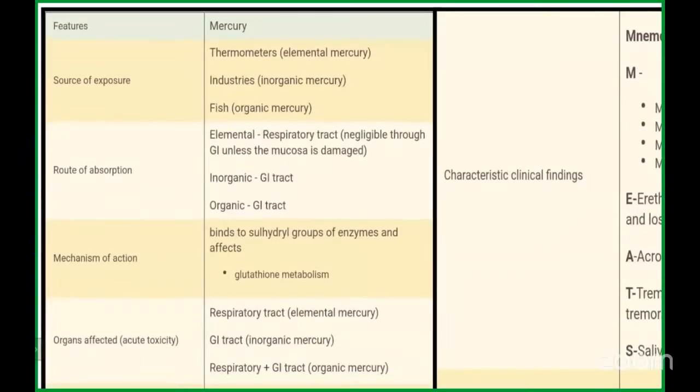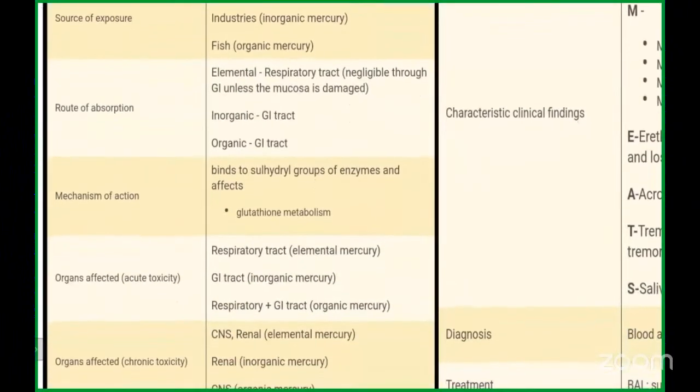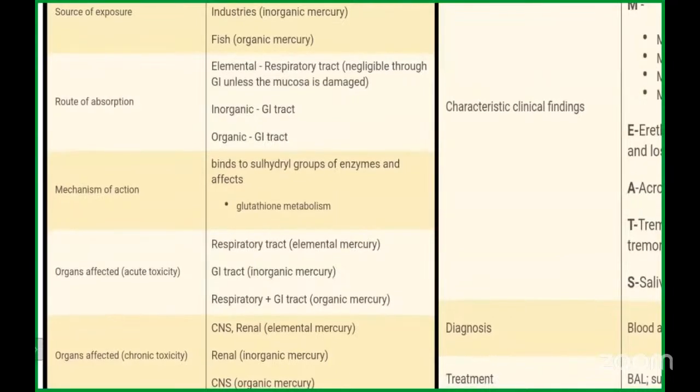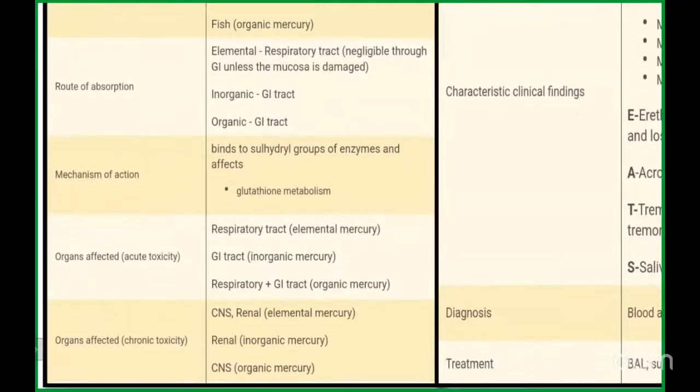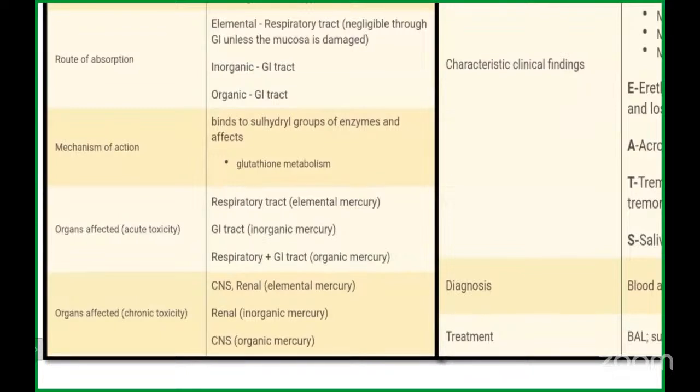Sometimes it is through the respiratory tract, but that's very rare. The mechanism of action is very similar to arsenic. It inhibits glutathione metabolism and makes the cells in our body very, very prone to oxidative stress and damage. Acute toxicity will usually affect the lungs and the GI tract, whereas the chronic toxicity will usually cause CNS and renal manifestations. In fact, most poisons that we deal with in toxicology, most of the chronic effects are usually either manifesting in the brain or manifesting in the kidneys.